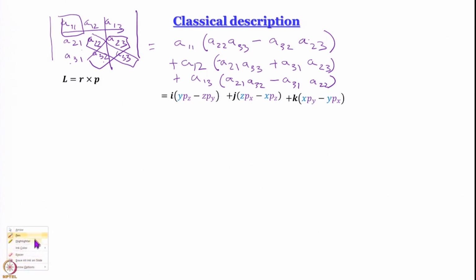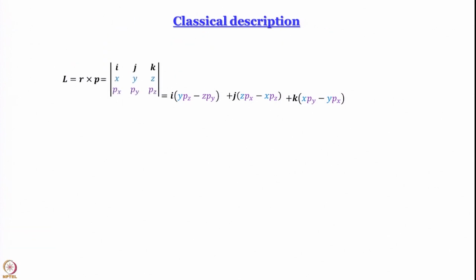Before that, let me erase this. Now, let us show you the determinant here. This is what it is. So, i j k, x y z, px py pz, very nice, right. The way we have written it is that the first row is just the unit vectors along x, y and z. The second row is the x, y, z coordinates, right, position. Third row is px, py and pz, the components of angular momentum along x, y and z.